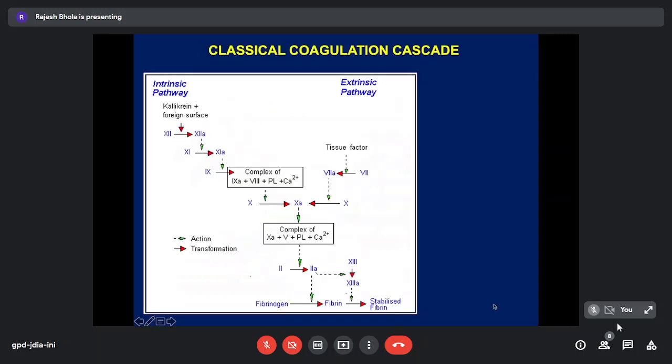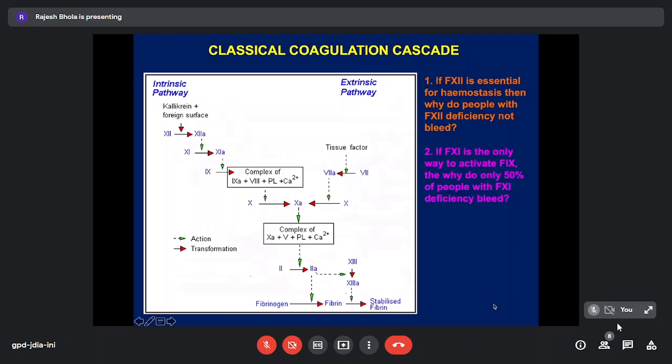But this classical coagulation cascade, what has been observed, cannot explain some abnormalities. For example, if factor 12 is essential for hemostasis, then people with factor 12 deficiency usually do not bleed. So there is a question mark over there. Ideally they should bleed, but they do not. We have seen that there can be isolated prolongation of APTT because of factor 12 deficiency, and there is no bleeding manifestation. Factor 11 is the only way to activate factor 9, but almost 50% of people with factor 11 deficiency may not bleed.